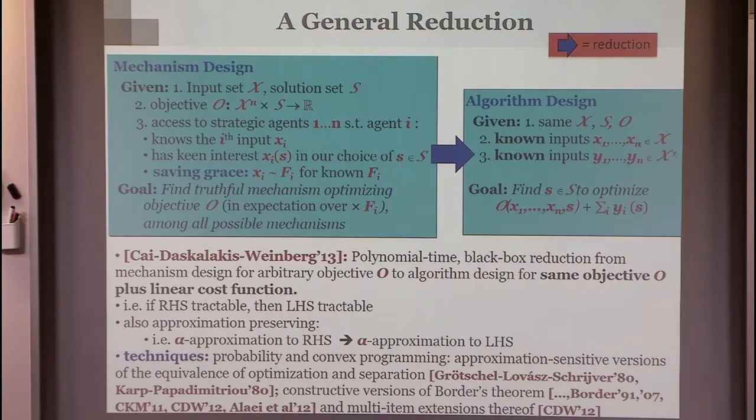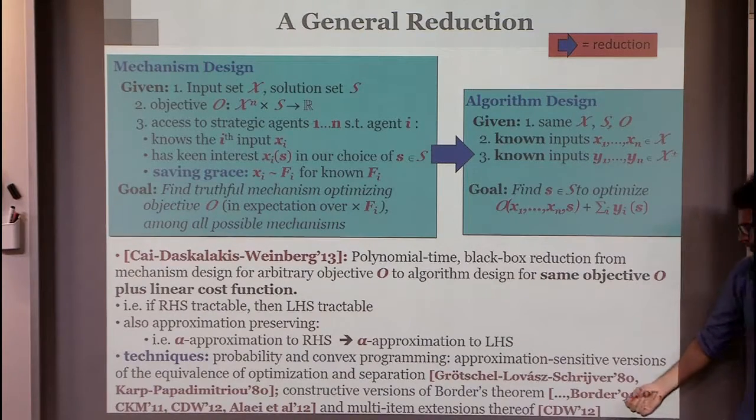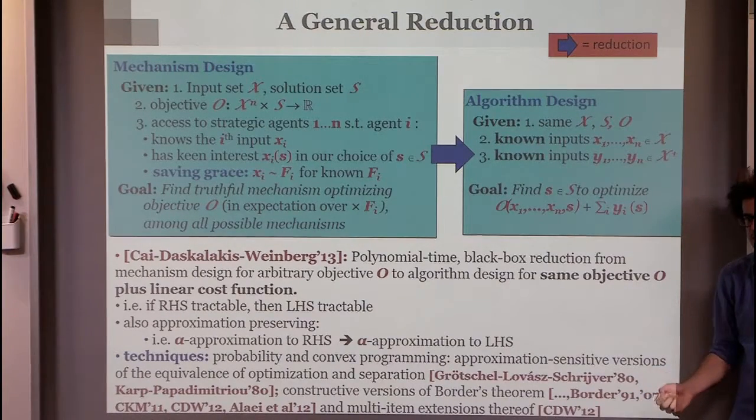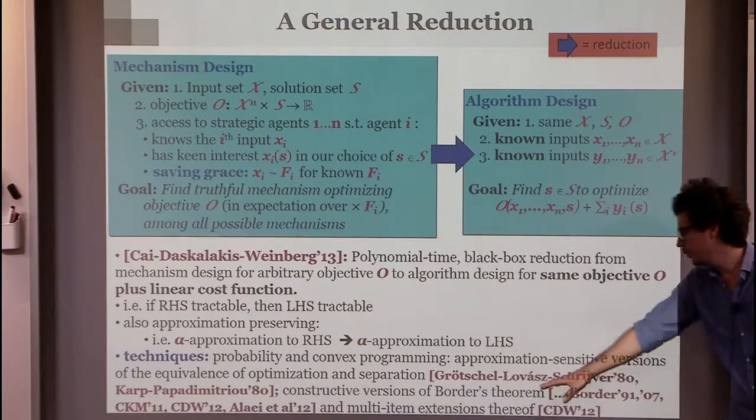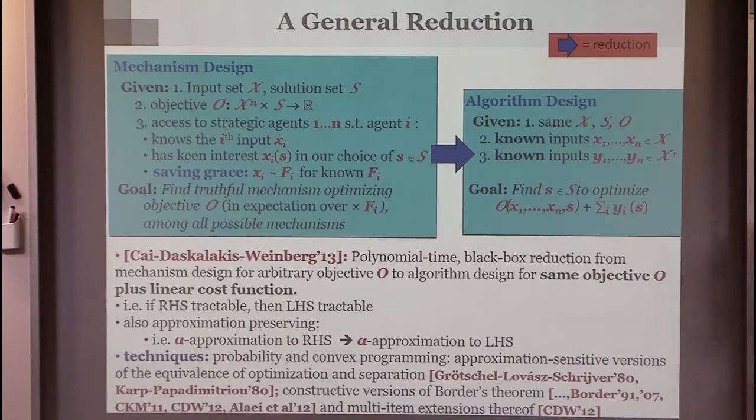And the techniques basically hinge upon two things. One is using the power of the ellipsoid algorithm. The other part is to use Border's theorem that Jason talked about earlier today, and in fact, extend Border's theorem to multi-item settings. Okay, so I realize that this is an abstract theorem, and I want to instantiate what's going on in a very, very trivial setting.